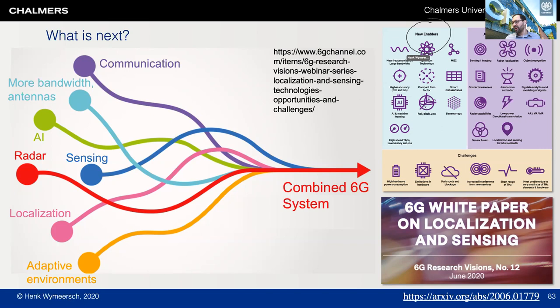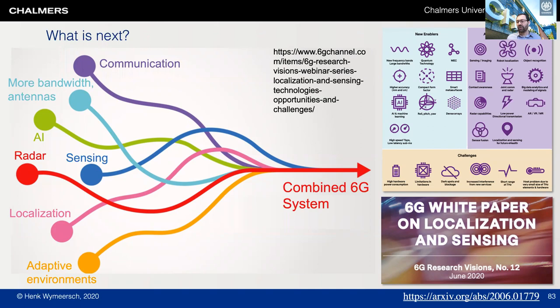There are applications here on the right, new technological enablers, and also challenges that we will face, including power consumption and privacy issues. But if you want to know more about this, I really recommend that you read this white paper, which is part of a series of white papers on 6G. So there's one on machine learning, there's one on intelligent surfaces, and this one is on localization and sensing.